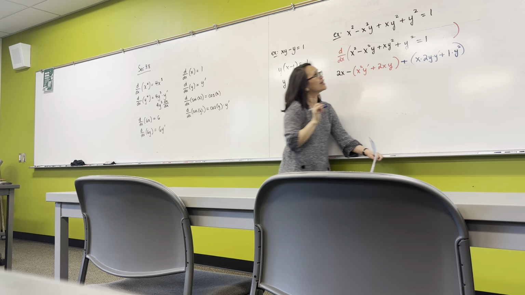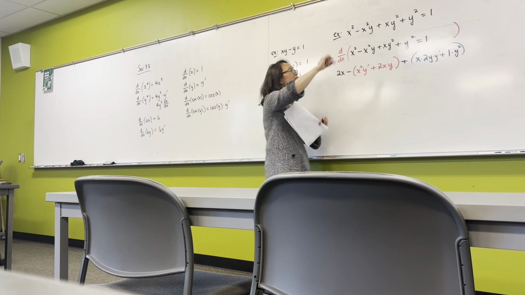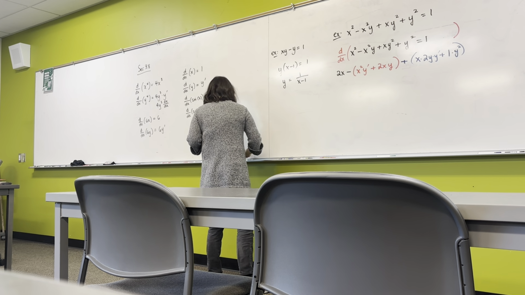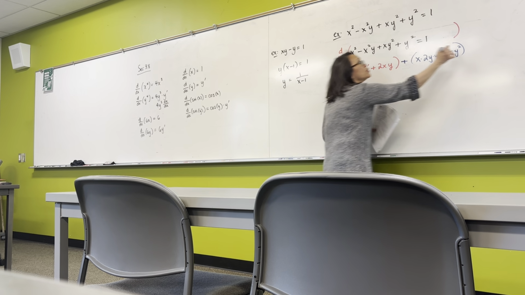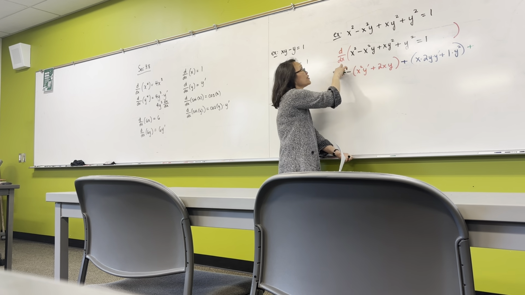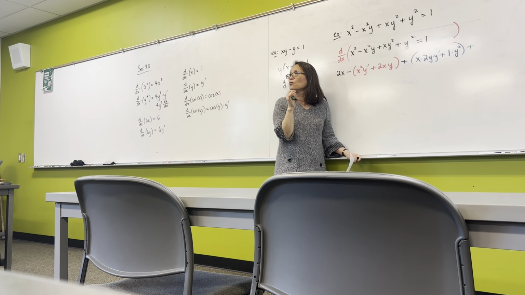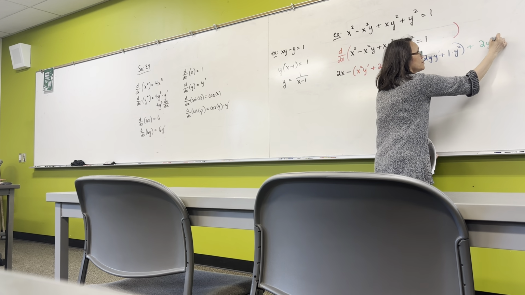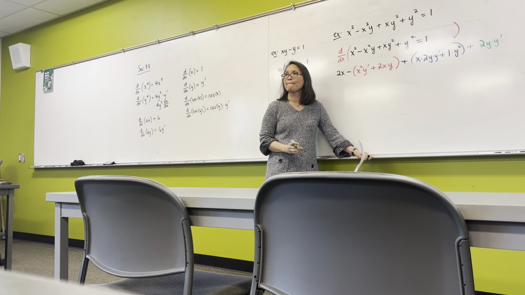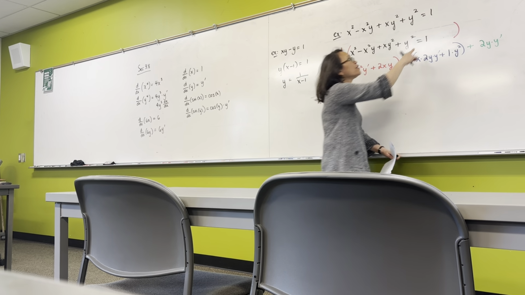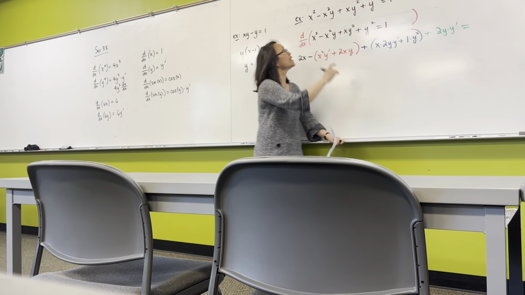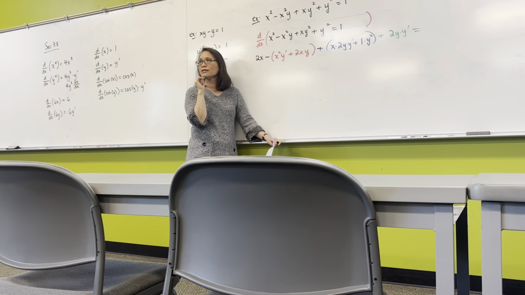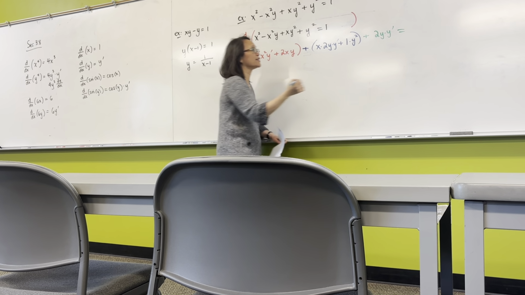Is everyone okay with that? Okay, then I move on. The next term is a y squared. So I just want a plus, I want the derivative with respect to x of a y squared, 2y times y prime. Everyone okay with that? Then I hit my equal sign. And then on the right hand side I have the derivative with respect to x of a 1, which is 0. Derivative of a constant is 0.